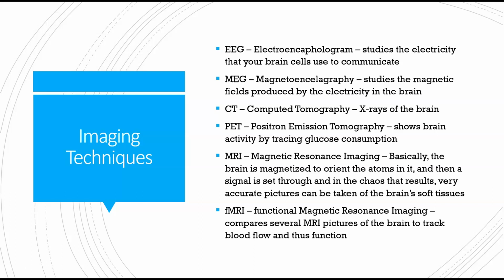MRI scans expose your brain to a serious magnetic field and then disrupt the field in order to trace how the atoms react once they're no longer aligned. In so doing, it can take very detailed pictures of the softer tissues of the brain and show where things are perhaps not functioning the way that they should, right? Or where there's damage. fMRIs function similarly, but they track blood flow and thus brain function instead of brain anatomy.